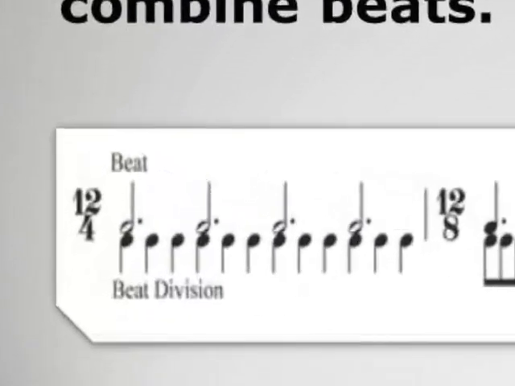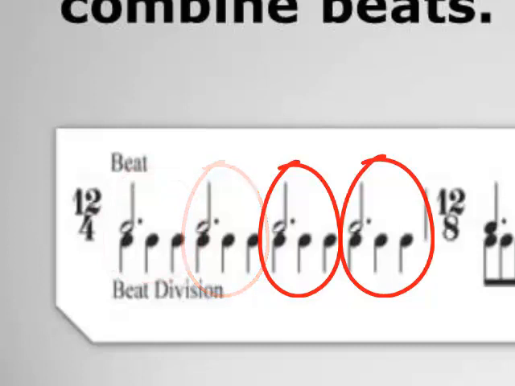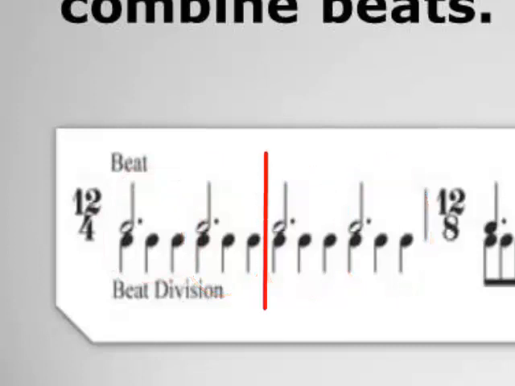Our first example in 12/4, we can see how we have our first beat, second beat, third beat, and fourth beat. If we draw a line in the middle of this measure, you can see that in 12/4 time, we can divide the measure equally in half. That means that if we had to use rests for beats 1 and 2, we'd be using a dotted whole rest. And we could do the same thing with beats 3 and 4.